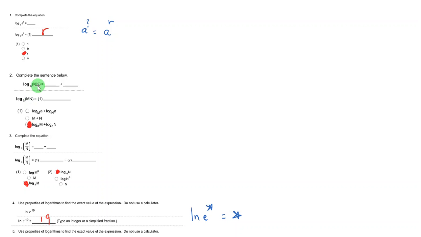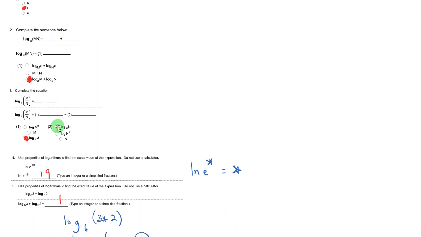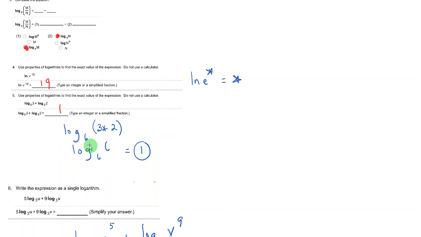Complete the sentence below. You've got a product. You're going to switch it to an addition. It becomes log base A of M plus log base A of N. Log base A of a quotient becomes a subtraction, and we have log base A of M minus log base A of N. So you're choosing those. Number 4, ln of e to the 19th. Remember, ln of e to anything is the anything, so 19 goes there.